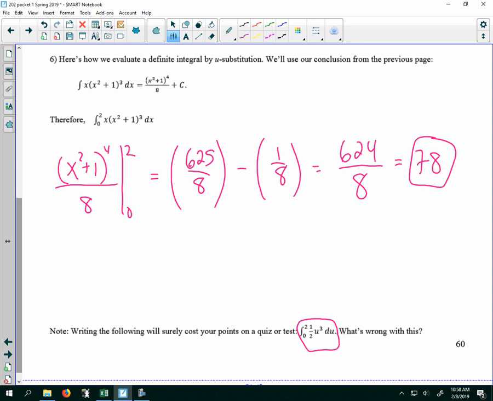Remember, a definite integral is saying find the area under this curve between x equals 0 and x equals 2. When I changed variables to u's, I left these bounds as x's. So what you're going to do is do your work separately to find the antiderivative and then plug in the x values. So this is just bad notation. You've got x values on the bounds, but u's in the integrand.